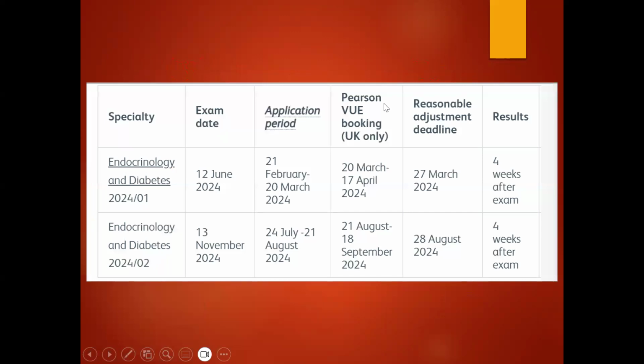So, an idea about the dates for the upcoming exam. We all know that there is an exam coming up next month on the 12th of June, and I wish everyone who has applied for the June exam all the best. There is another exam on the 13th of November for the specialty certificate. So in this particular year, they are running two dates for the exam. One is the 12th of June and the other is the 13th of November. Remember, the application period for the 13th of November exam is between 25th of July and 21st of August. I wish you all the best for the upcoming exams.